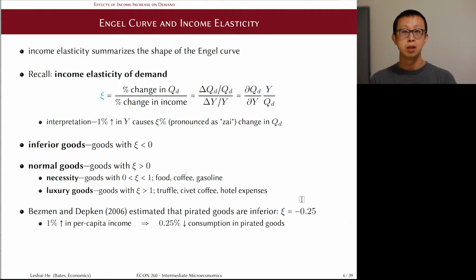Speaking of knockoffs, a study by Basman and Dapkin in 2006 estimates the income elasticity of pirated goods. They found an income elasticity of negative 0.25, meaning that as income increases by 1%, the demand for consumption of pirated goods decreases by 0.25%. So it is inelastic, but the demand decreases nonetheless. In other words, pirated goods in the context they study are an inferior good, which is not surprising.